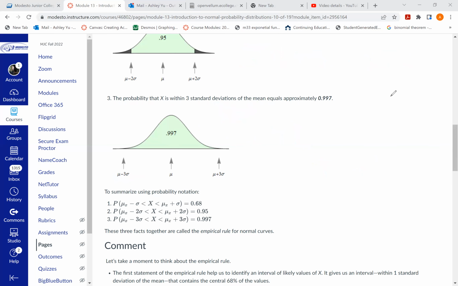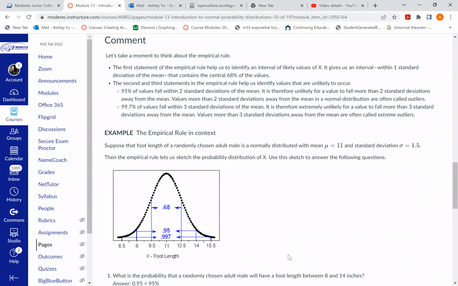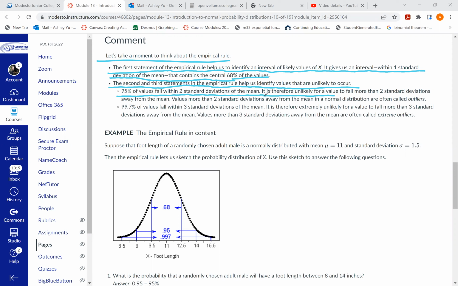Okay. Now what do they say? Comment. Let's take a moment to think about the empirical rule. The first statement of the empirical rule helps us to identify an interval of likely values of x. It gives us an interval within 1 standard deviation of the mean that contains the central 68% of the values. The second and third statements in the empirical rule help us identify values that are unlikely to occur. Like we said, 95% of values fall within 2 standard deviations of the mean, either above or below the mean. It is therefore unlikely for a value to fall more than 2 standard deviations away from the mean. Values more than 2 standard deviations away from the mean in a normal distribution are often called outliers.